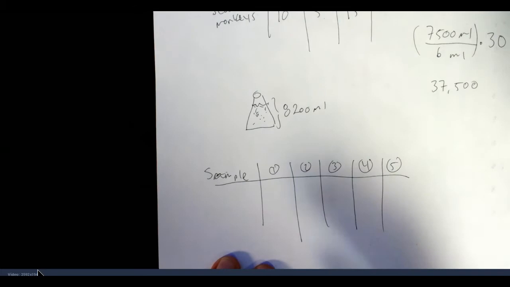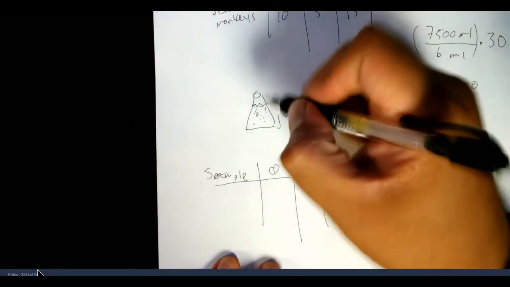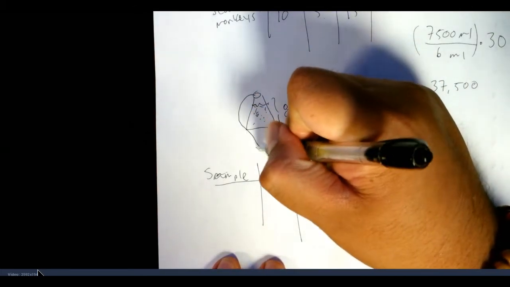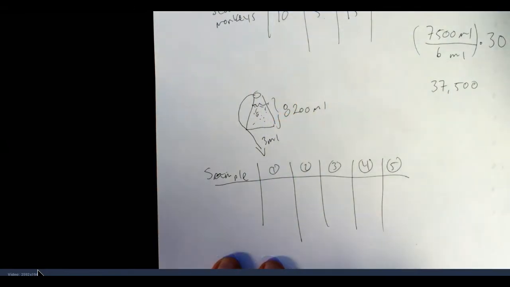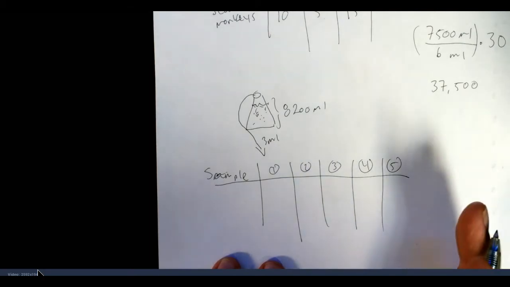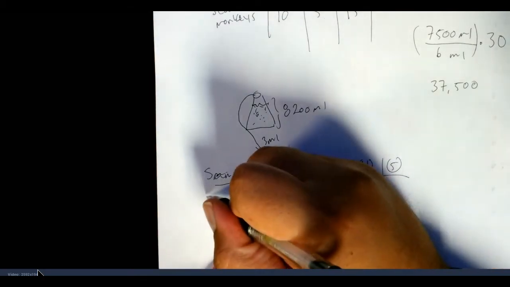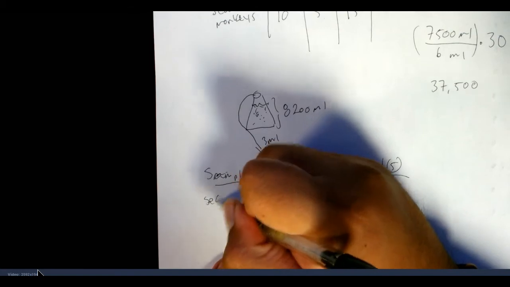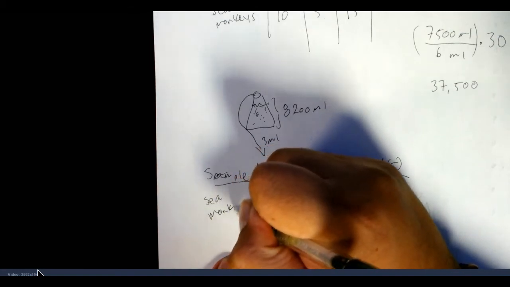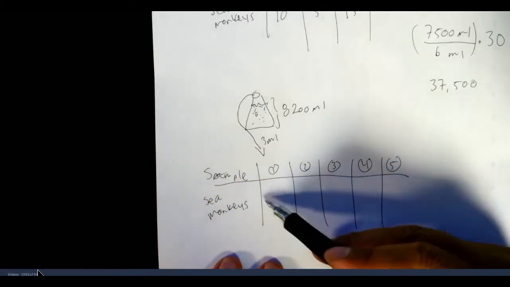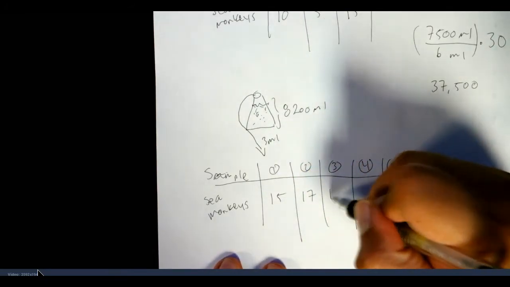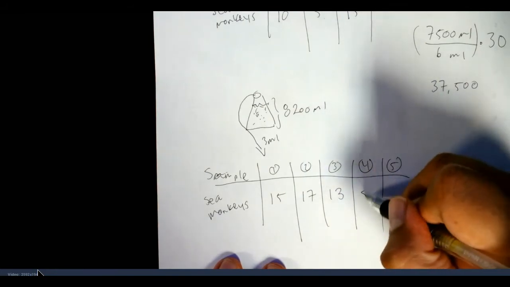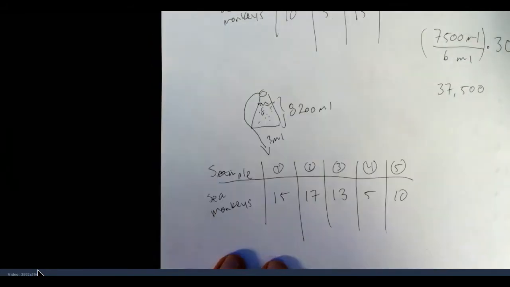All right. How many mLs do we sample? Well, let's just say each time we sample 3 mLs. Okay, so each sample is 3 mLs worth of liquid. And then we're counting how many sea monkeys there are. So let's say in 3 mLs we found 15, 17, 13, 5, and 10. Let's set up our equation.